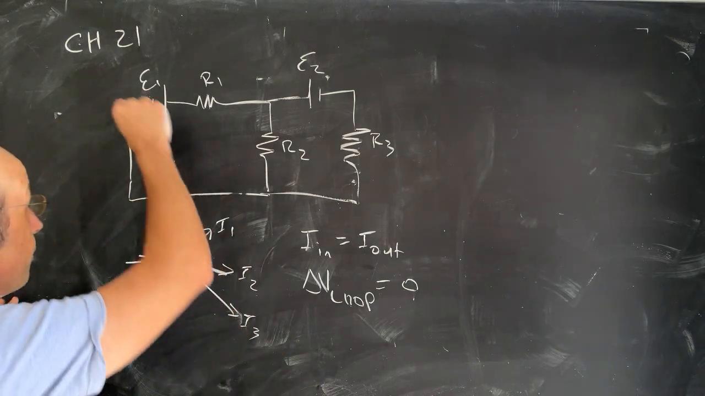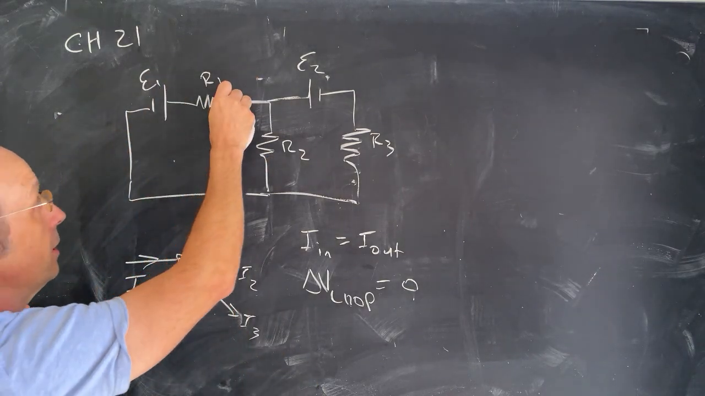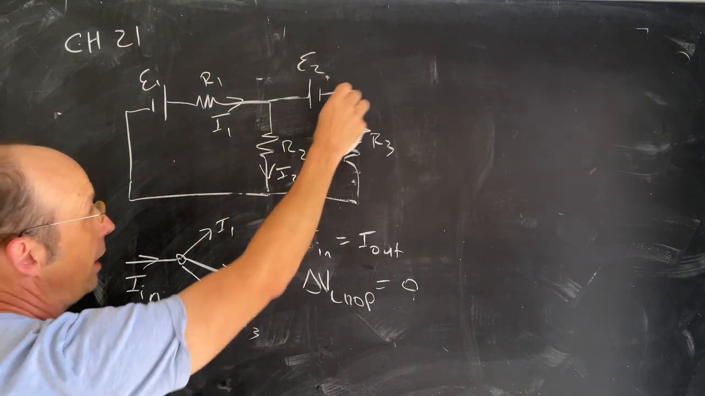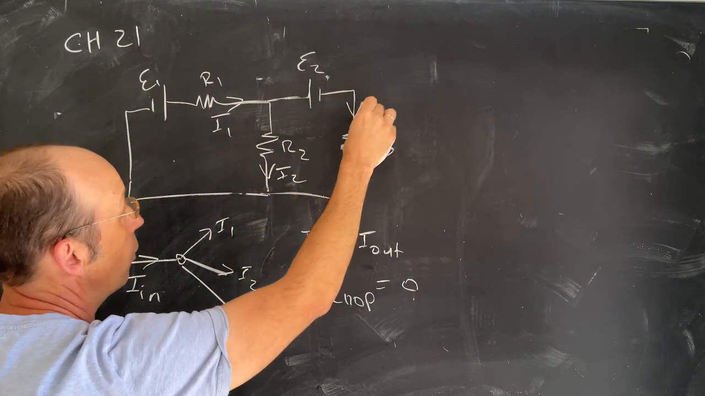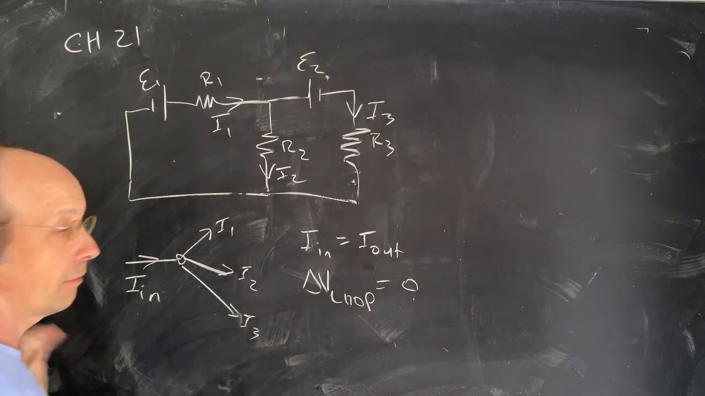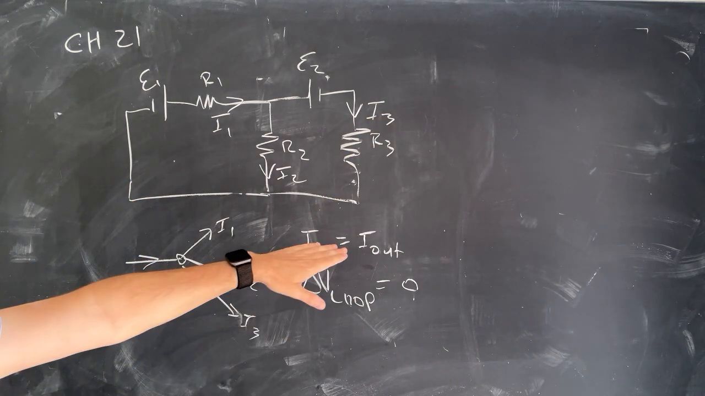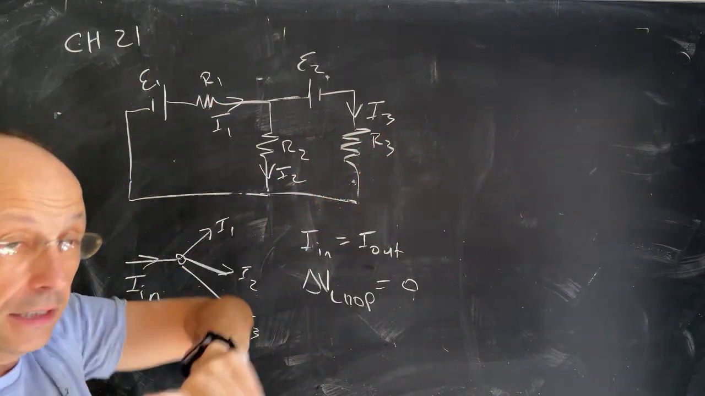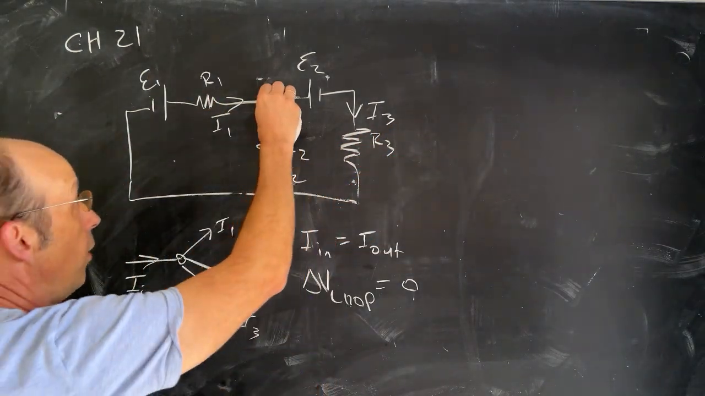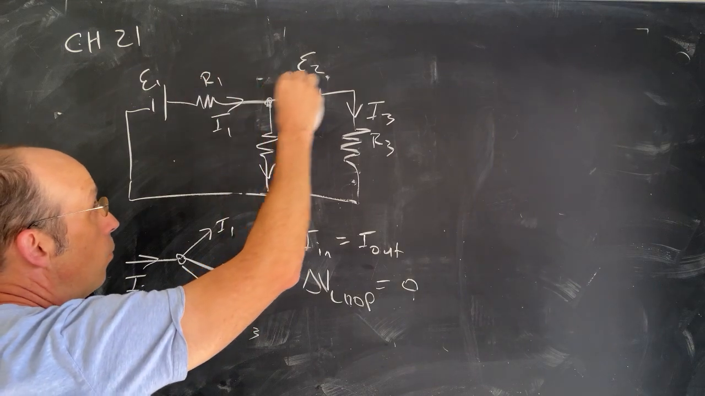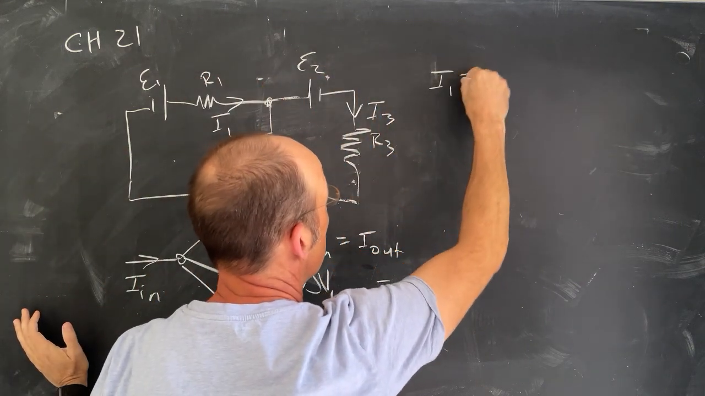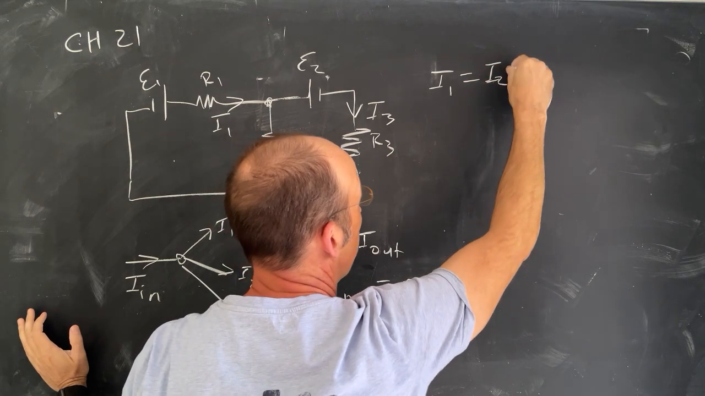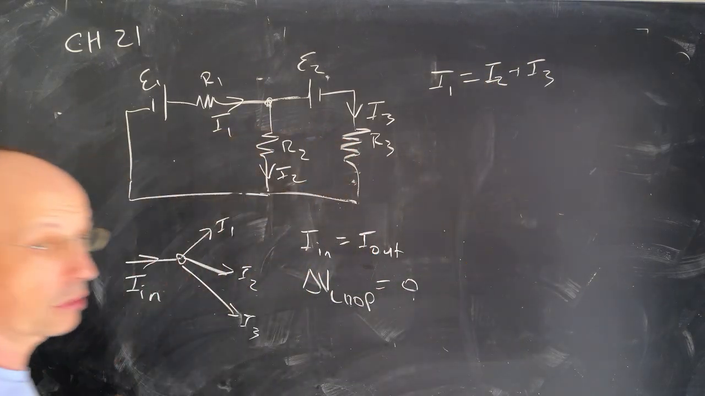So let's label our currents here. Let's call that I1. I'm going to call this I2. I'm picking a direction, even though I don't know for sure what it is. And I want to find these three currents, I1, I2, and I3. Let's write down the junction rule. So here I have a junction, and I have I1 coming in, and then I have I2 and I3 leaving, so those have to add up to I1. So that's my junction rule.